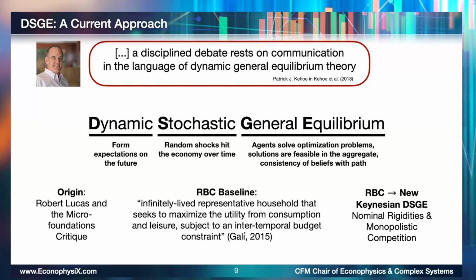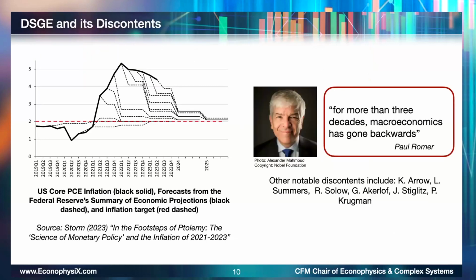These were then converted into the New Keynesian dynamic general equilibrium models by adding nominal rigidities in prices and wages, as well as monopolistic competition, to better match the static picture of the economy. Now, this all sounds very complicated and very useful, but there have also been a lot of detractors of this approach. You could go as far as taking Paul Romer's words and saying that for more than three decades, macroeconomics, by using this approach, has gone backwards.